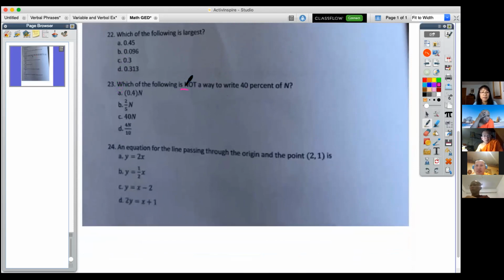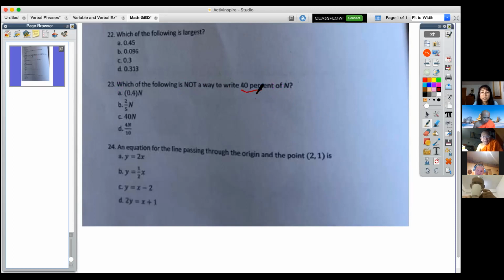When you go take the test, sometimes they say not. You have to be careful. Which of the following is not a way to write 40% of n? Here you see the word of again. What does of mean? Add, subtract, multiply, or divide? Take note: what does the word of mean? Of is times. Good, it means multiply.